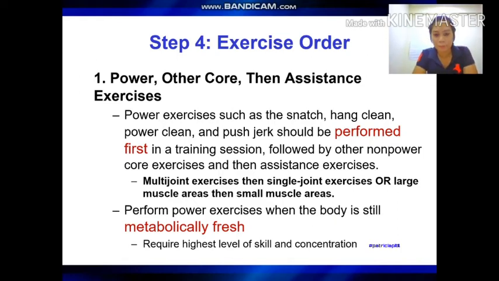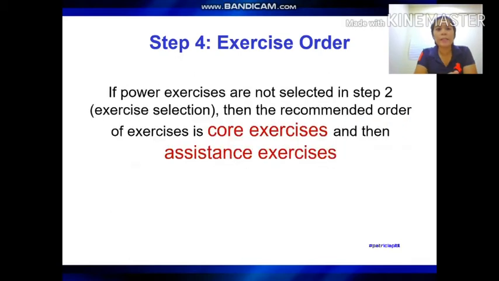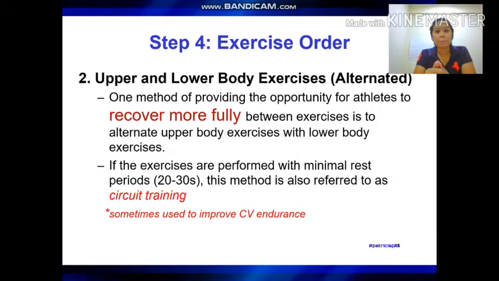So what if you are not involving any power exercises in the training? Then you can always start with core exercises, large muscle group, multi-joint, and then gradually to the assistance exercises. Okay, susah dulu, senang kemudian, besar and kecil, macam tu, the sequence. Okay, right. And the second method, besides the previous one, upper and lower body.